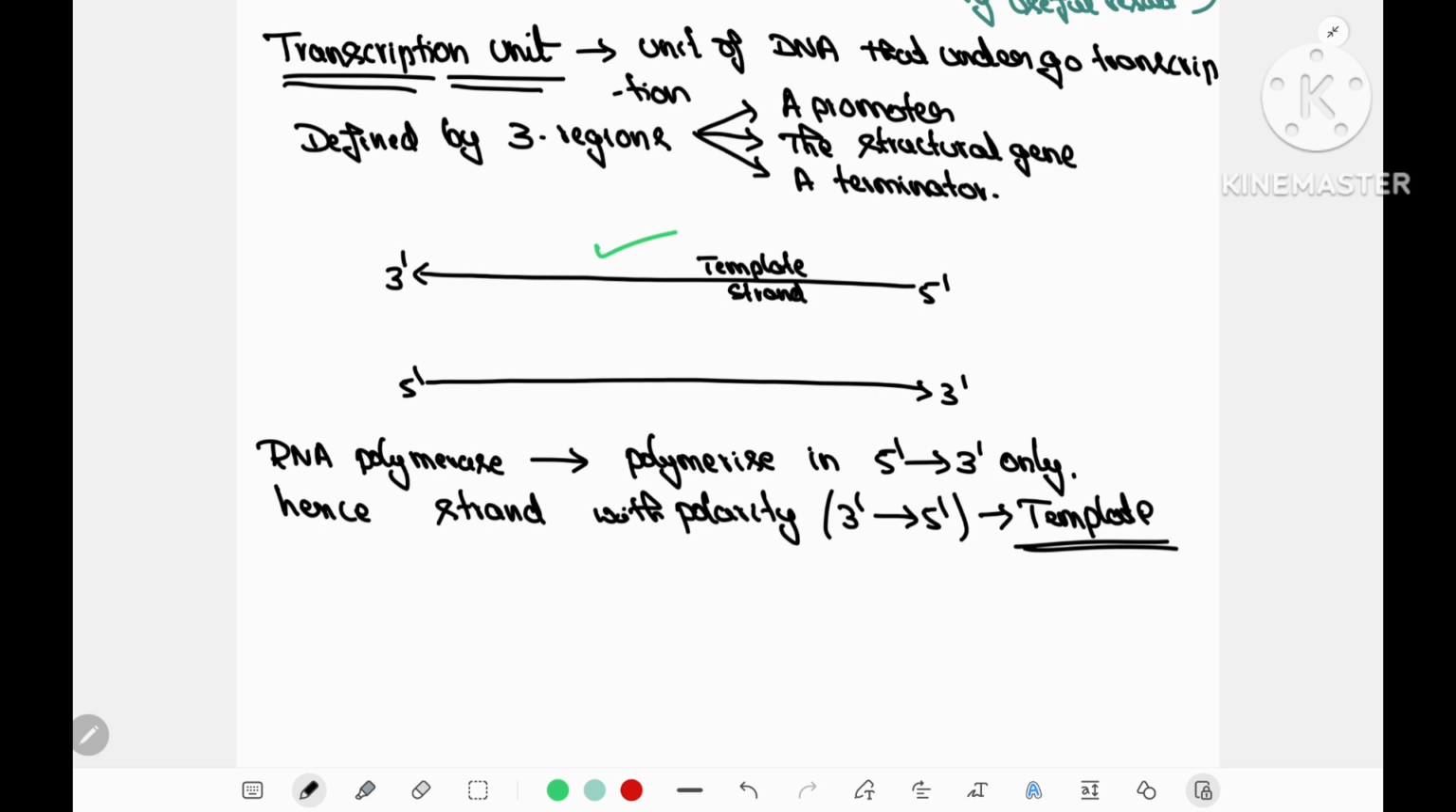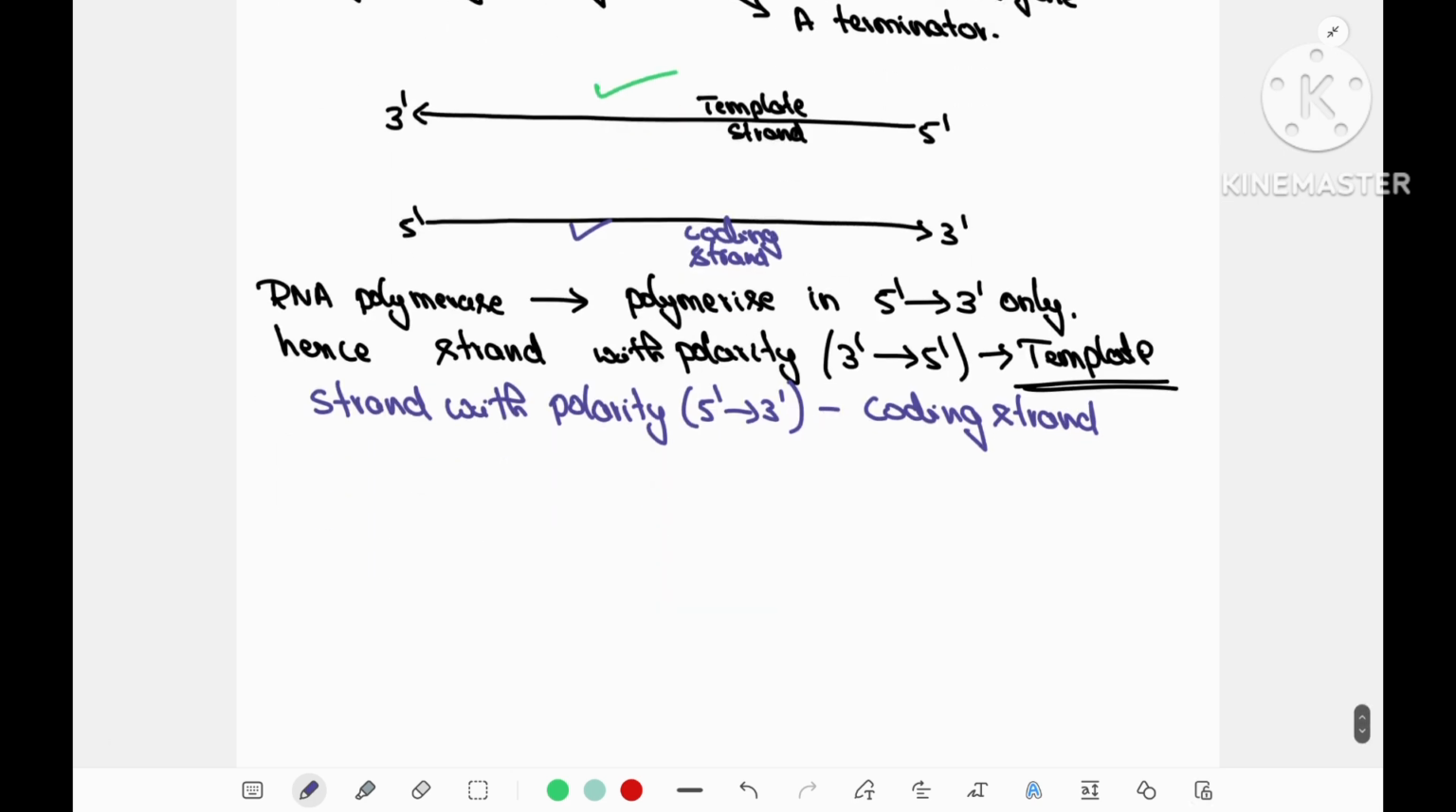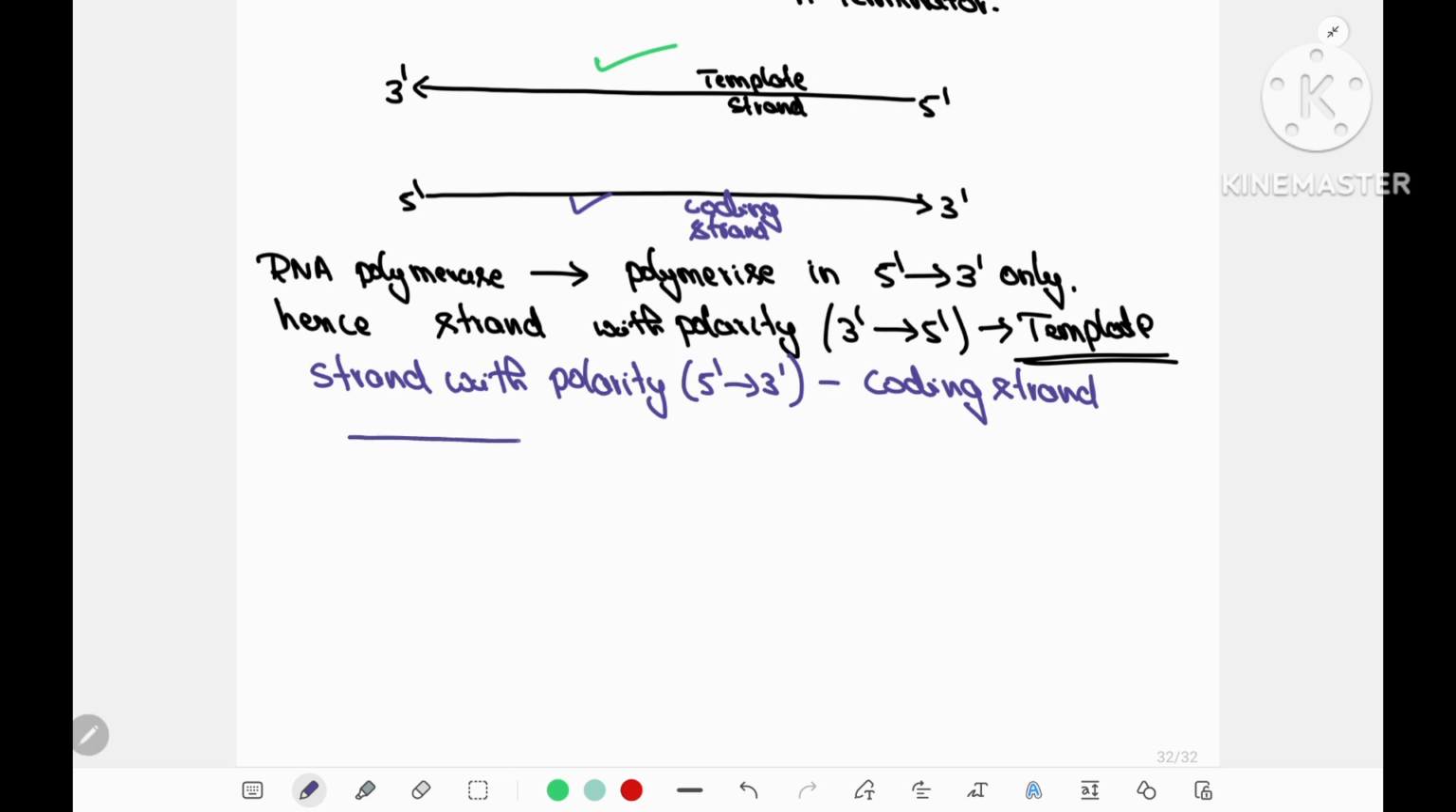Hence, in a segment of DNA, the strand which has the polarity 3' to 5' is called the template strand. Remember, that template strand information will be copied to mRNA. On the other hand, the strand which has the opposite polarity, that is 5' to 3', is called the coding strand. Now the question will arise, even though it is not coding for any mRNA, why is it called a coding strand? Carefully listen to the explanation now.